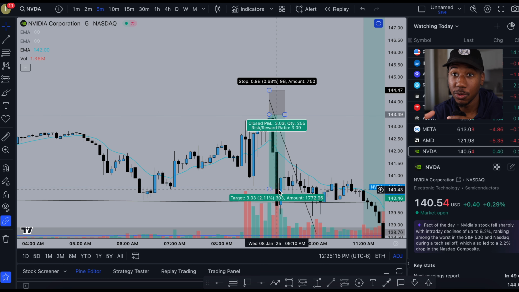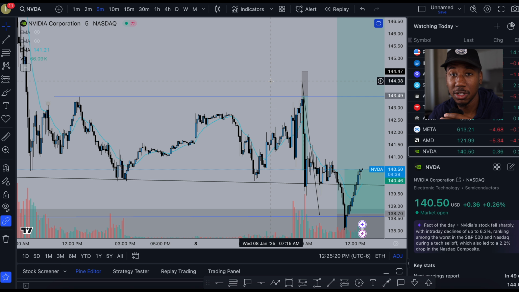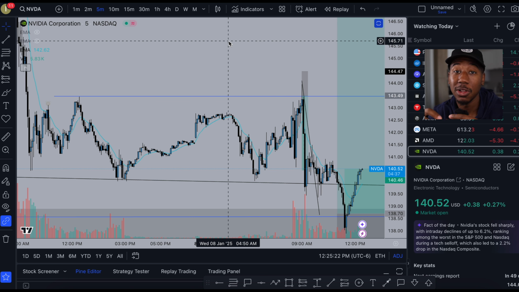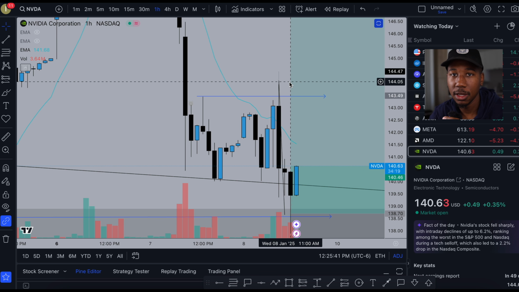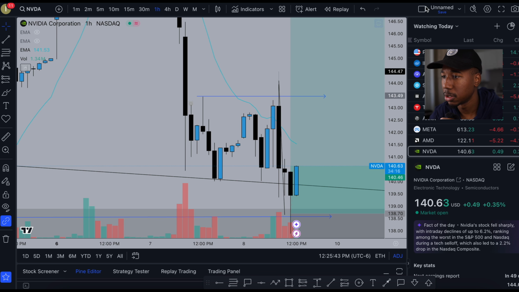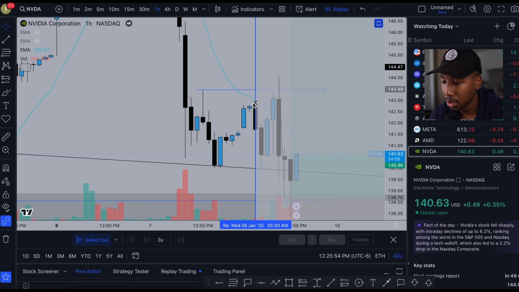Now, real quick, let me show you how I found that, and let's actually back up some time in the chart so you can see. When I am looking for areas of interest in the morning, it's going to be about 15 minutes before market open. So I'm going to start off on the 1 hour. I'm going to back up to just before the market open. In order to do that on TradingView, you hit the replay tool, and then you just take it and go back.